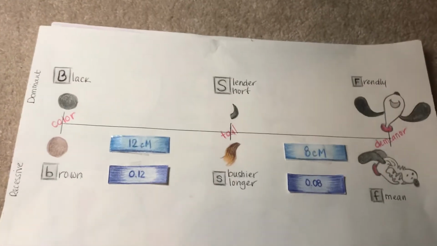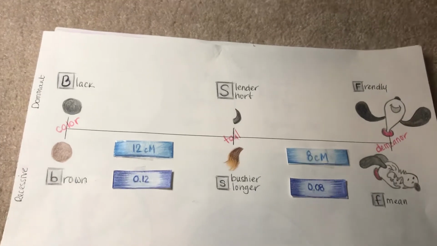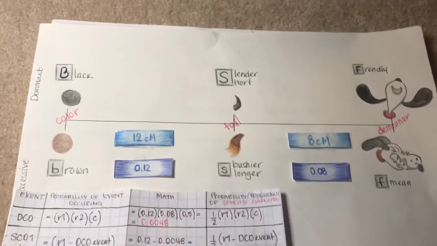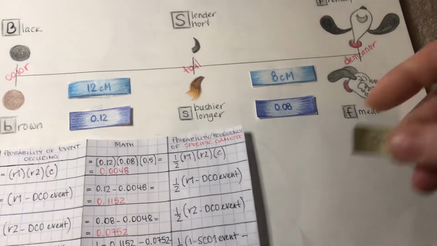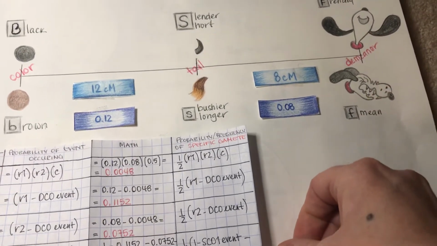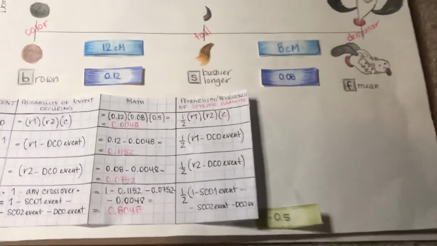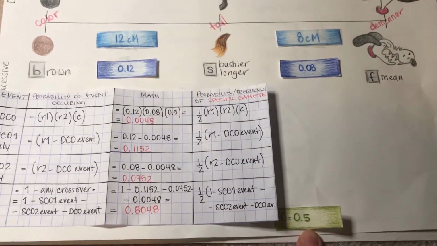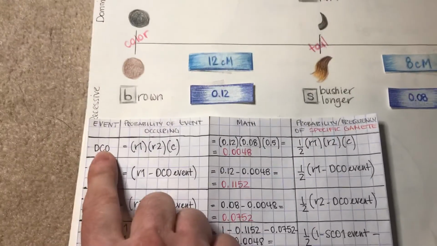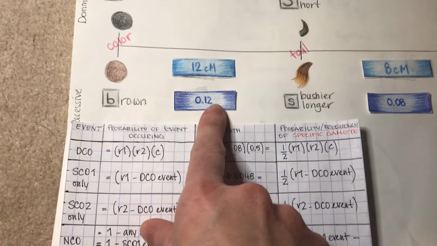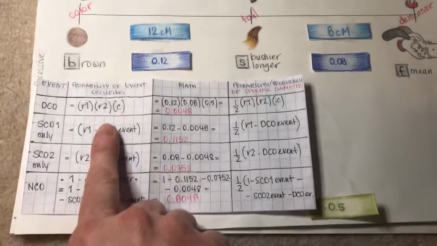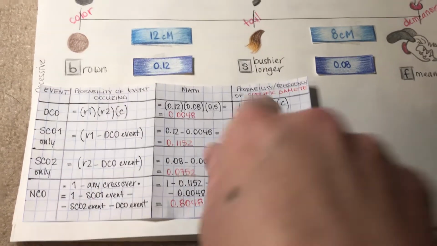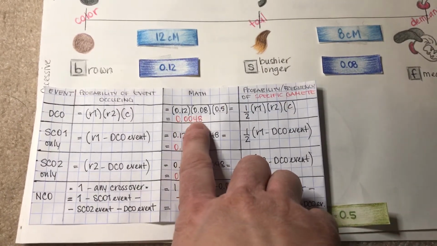In order to calculate these frequencies, we need, of course, our centimorgans. But we also need a very important coefficient, and that is the coefficient of coincidence. It's possible to calculate, but let's assume it's 0.5. To calculate the double crossovers, we need region 1, which is 0.12, times region 2, 0.08, times our coefficient, 0.5. That gives us the number 0.0048.